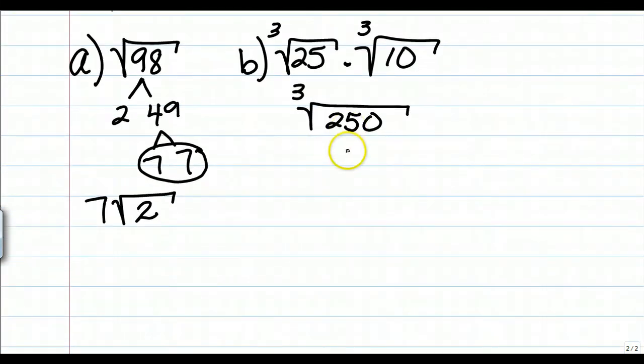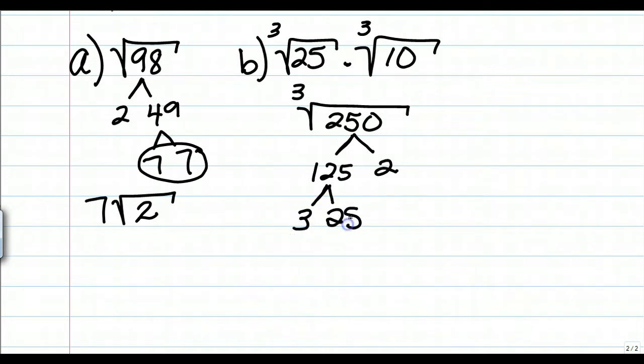So we have 250. Now I'm going to find, and in this case it's 3 buddies because it's a cube root of 250. So I know that 125 times 2 is 250, and I know that 5 times 25 is 125. And then we know we can break up this, and it's 5 times 5. And so now we're going to find our partners of 3, or buddies of 3, however you want to think of it. And here's 3 5s.